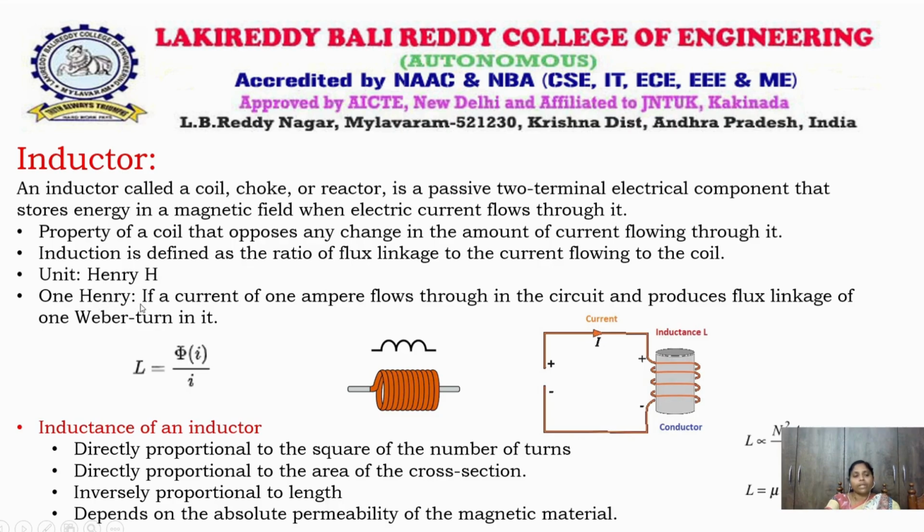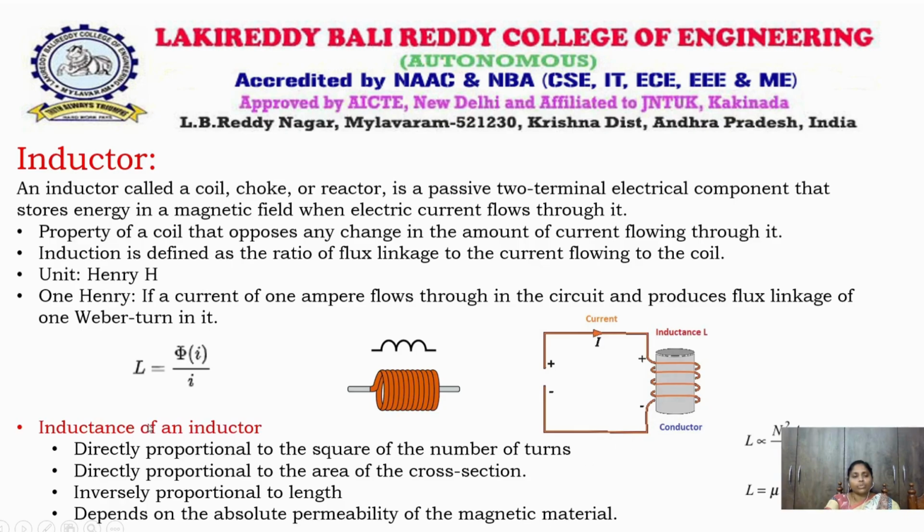So if I go for 1 Henry, if a current of 1 ampere flows in the circuit and produces a flux linkage of 1 Weber turn in it. So this is indicated like this: L equal to phi by I. Here phi is nothing but the flux linkage, and this is the symbol of the inductor. Here we can observe the circuit where the inductor will be represented like this.